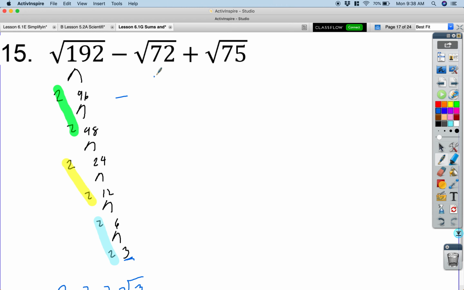So then I'm going to have the square root of 72. That is 8 and 9. 9 is 3 and 3. And 8 is 4 and 2. And then 2 and 2. Once again, I'm looking for pairs. I have 1 pair. I have 2 pairs. And I have this leftover 2 right here.